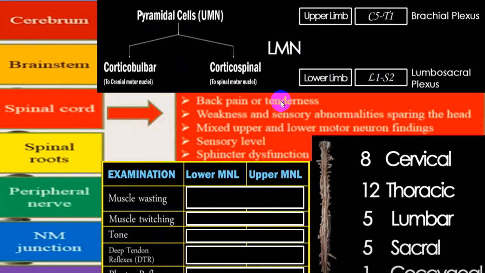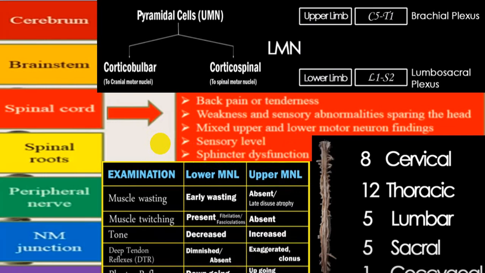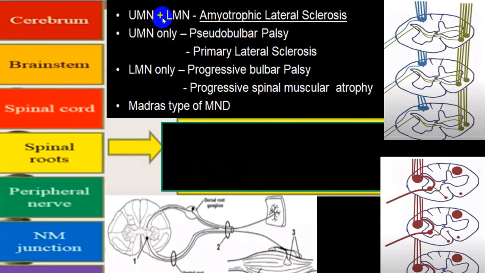Invariably you will have back pain, tenderness, weakness and sensory loss below the level of lesion. You will have a mixed upper motor neuron as well as lower motor neuron picture: lower motor neuron at the level of damage and upper motor neuron below the level of damage. You will have a classical sensory level, and invariably the parasympathetic and sympathetic portions will be involved. So you will have sphincter disturbances in the form of bladder and bowel disturbances and sexual dysfunction. We have already mentioned all this. I have mentioned amyotrophic lateral sclerosis and motor neuron disease.